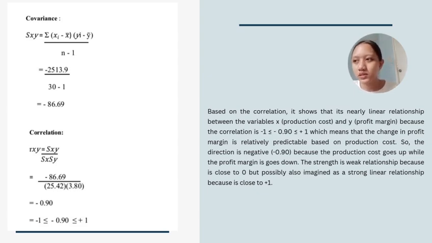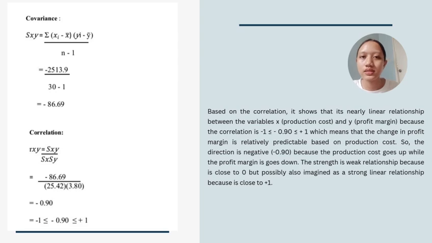So for the final answer, negative 1 is smaller than or equal to negative 0.90, which is smaller than plus 1. Based on the correlation, it shows a nearly linear relationship between the variable X, production cost, and Y, profit margin. Because the correlation is negative 0.90, the change in profit margin is very predictable based on the production cost.